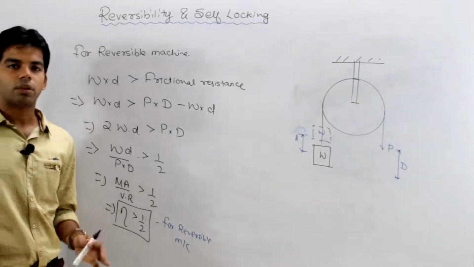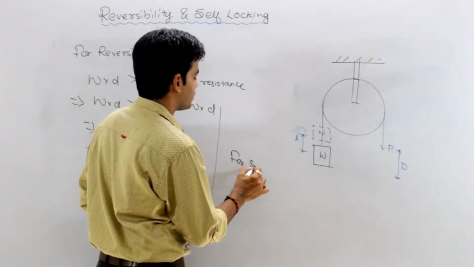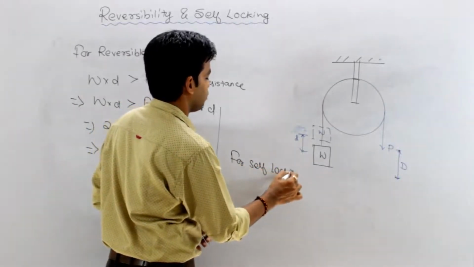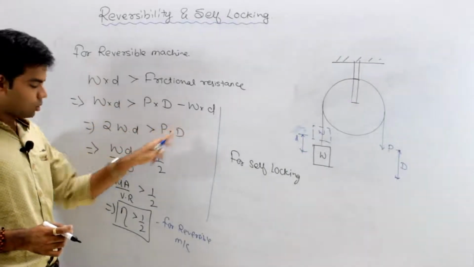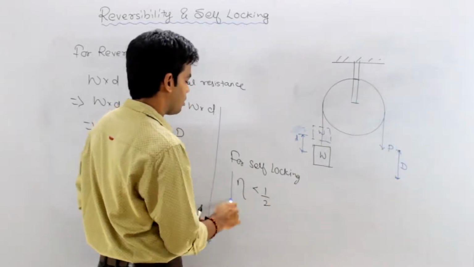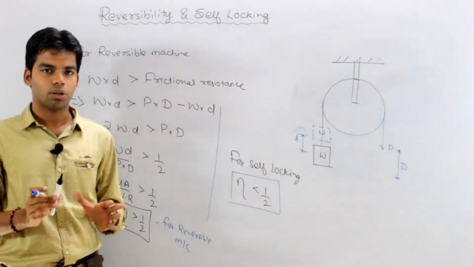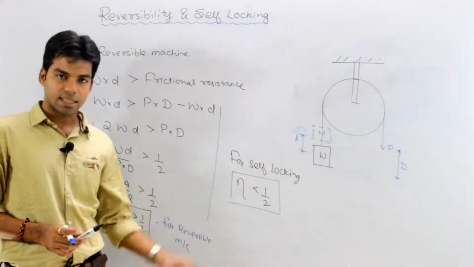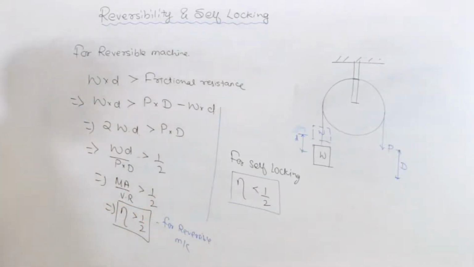Okay. And the opposite will be the case for a self-locking machine. Therefore, what will be the condition of a self-locking machine? For self-locking, this W into d is less than P into D plus W into d. Okay. So, for this self-locking machine, the efficiency should be less than 1 by 2 or less than 50%. So, this is the best way to check whether the machine is a self-locking machine or a reversible machine. If the efficiency is less than 50%, then the machine is a self-locking machine, and if the efficiency is greater than 50%, then the machine is nothing but a reversible machine. Getting this or not? Okay.